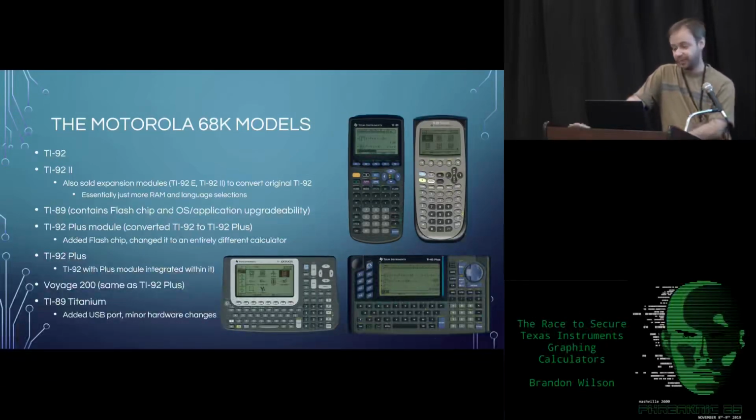And then there's the TI-92 Plus module, which is by far the most interesting one. It's equally as rare, though, and it turns the TI-92 into a TI-92 Plus, which gives it flash memory and upgradability. That model is basically the same as the TI-89, which is that black one at the left, except the TI-89 doesn't have a QWERTY keyboard. And then the TI-89 Titanium next to it in gray, which has some minor hardware changes, and it adds a USB port to it, which turns out to be really useful.